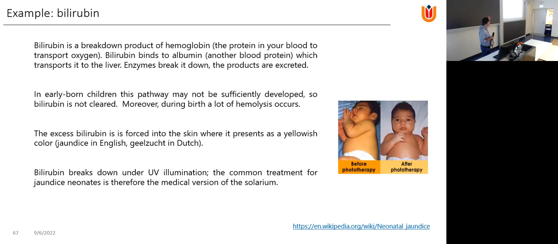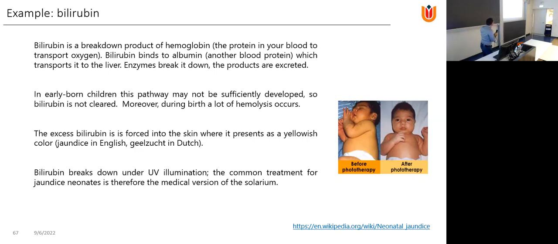So in these babies it can also happen, especially if the birth was a little bit difficult, then a lot of blood is hemolyzed, a lot of blood cells are squashed, so there is a lot of hemoglobin that is then broken down into bilirubin. So especially for preterm babies just after birth, there can be a lot of bilirubin present, which they cannot sufficiently clear. That is then forced into the skin, it migrates into the skin, and that gives this yellowish color. Jaundice.